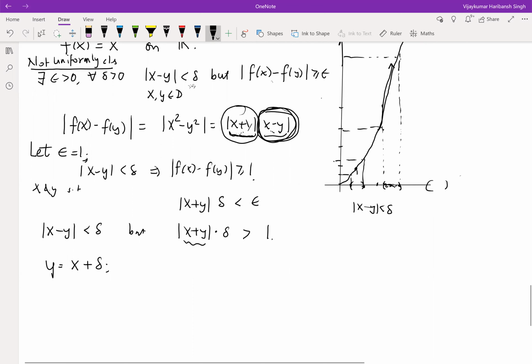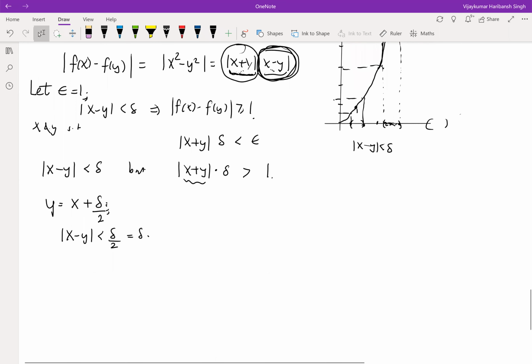We need |x minus y| less than delta. So we should take maybe delta by 2 or delta by 3. So let's take it to be delta by 2. In this case, we have |x minus y| less than delta, right? Okay. So now what we do is the following. We have |x minus y| less than delta by 2, which is less than delta.